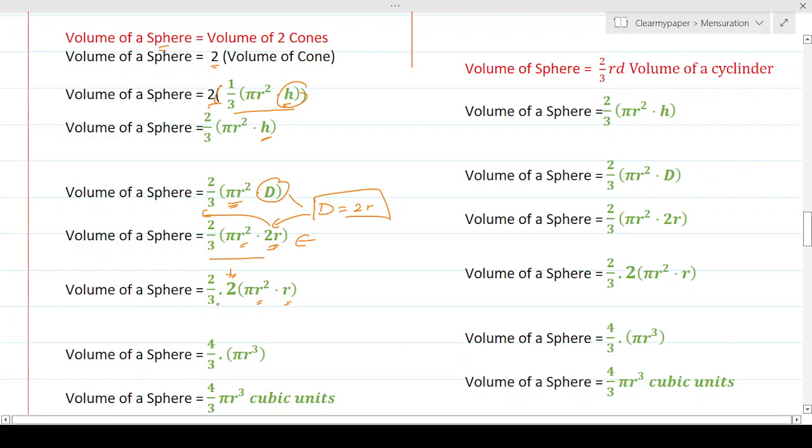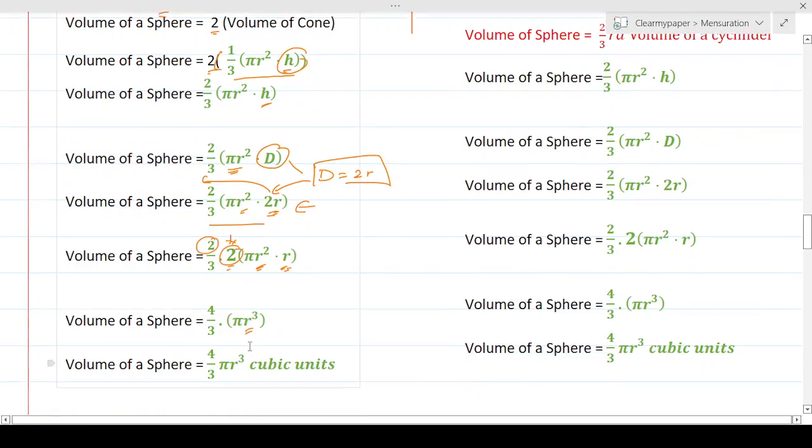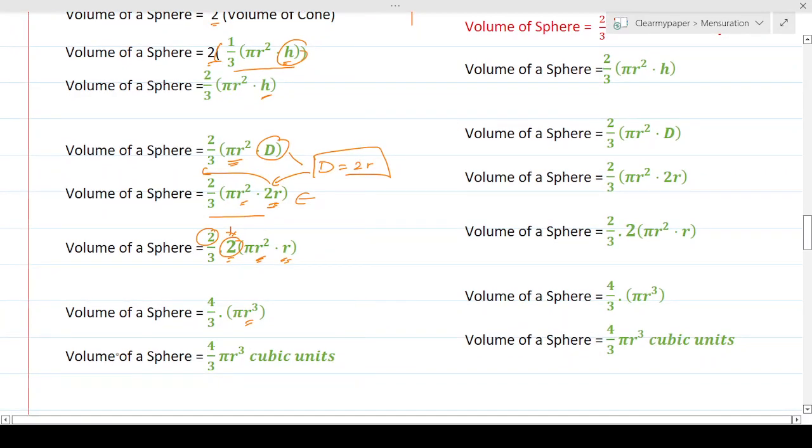So after manipulation, we get the equation as volume of a sphere is equal to 2 by 3, then this 2 into the brackets pi r square into r, and this r square and this r when multiplied becomes r cube, and this 2 and this 2 when multiplied becomes 4, and hence we have the final equation. Volume of a sphere is given by 4 by 3 pi r cube and cubic units, because it's a volume. Don't forget that it's cubic units, whether it's meter, centimeter, whatever it is. So that's how we can remember or derive it.